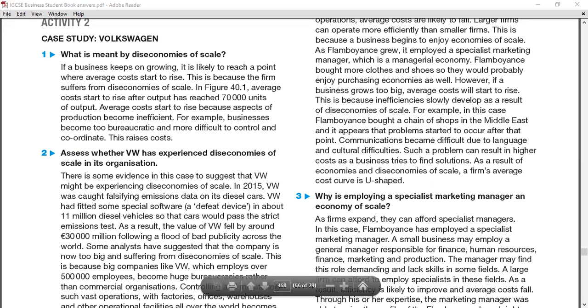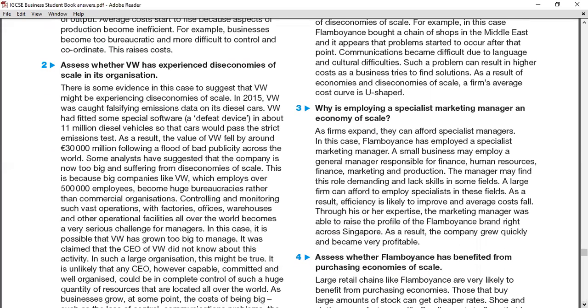Okay, second question, they're asking to assess whether VW has experienced diseconomies of scale in the organization, right? Okay, this question I asked from Kiara. Kiara, can you read the answer please, question number 2.